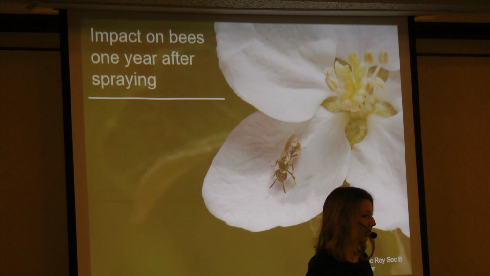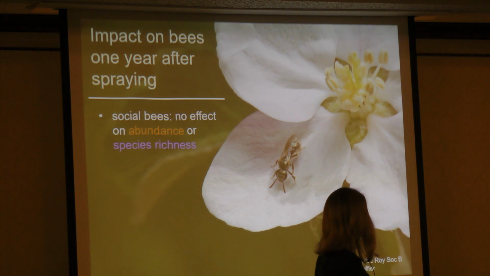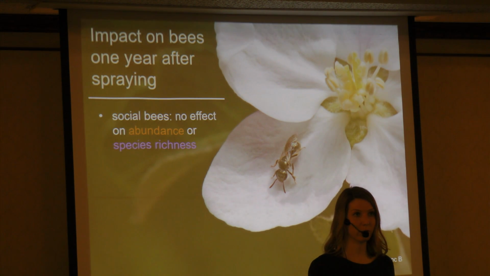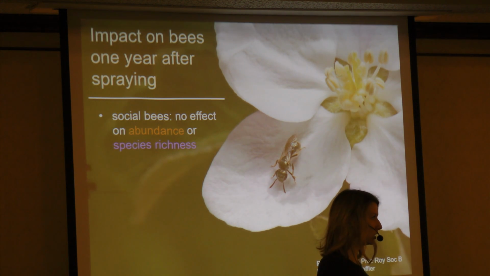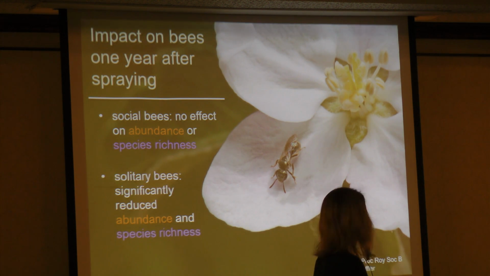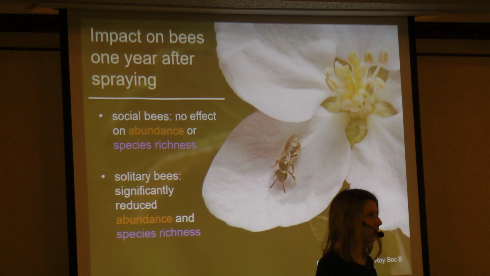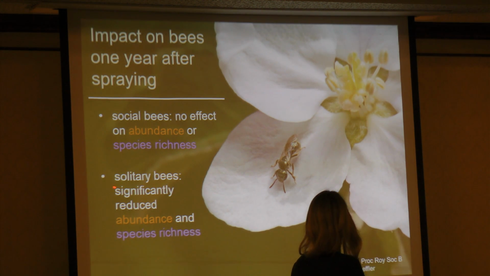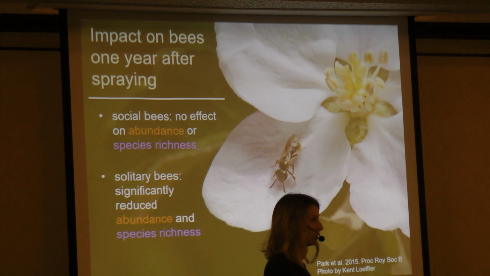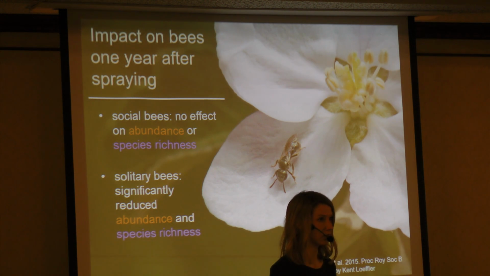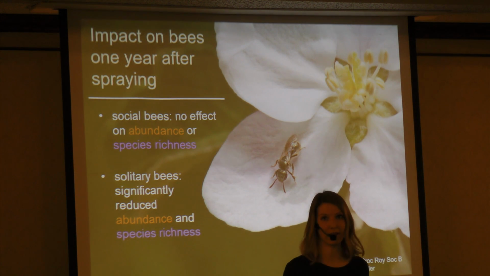So what he found for that was that social bees, there was no effect on their abundance or species richness with increasing pesticide use. Somehow they were still doing okay. But solitary bees, which actually make up over half of the species in New York, they were more sensitive. These solitary bees had significantly reduced abundance and species richness with increasing pesticide use. And we don't really know why that is.